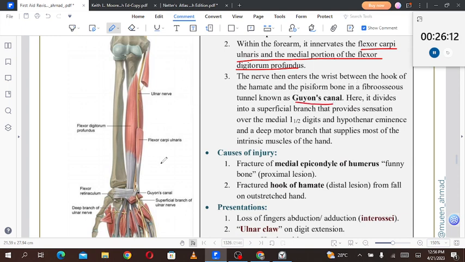So Guyon's canal is present over here. It is a part of the flexor retinaculum. On the ulnar end of the flexor retinaculum there is a small tunnel called Guyon's canal. Here the nerve divides into a superficial branch that provides sensation over the medial 1.5 digits and hypothenar eminence, and a deep motor branch that supplies most of the intrinsic muscles of the hand.